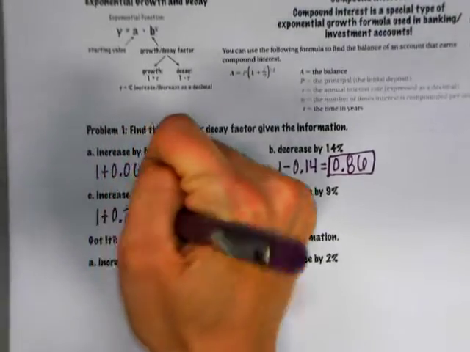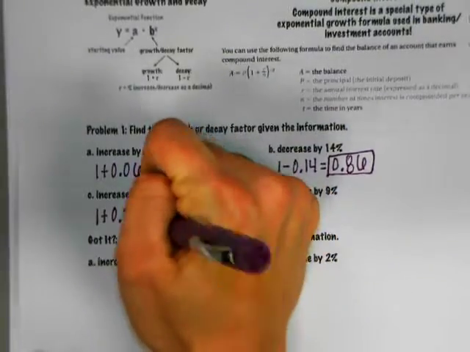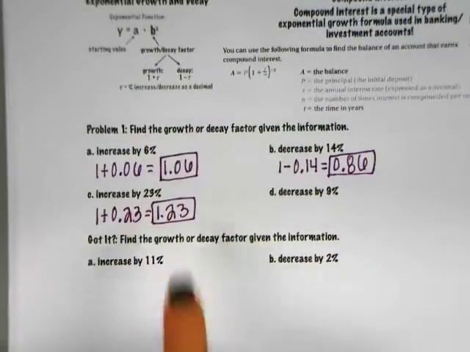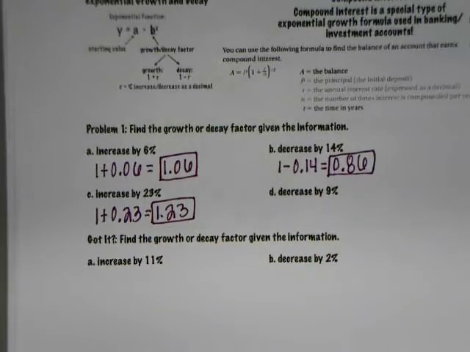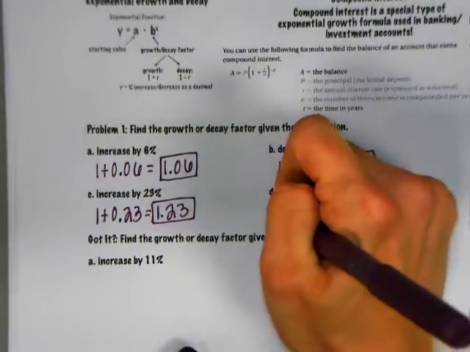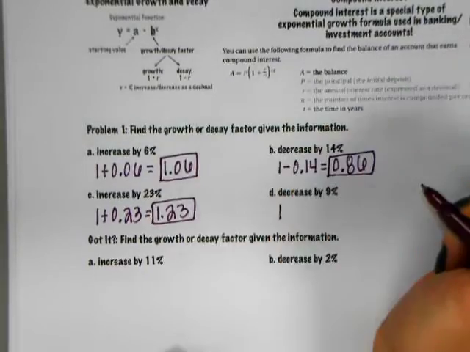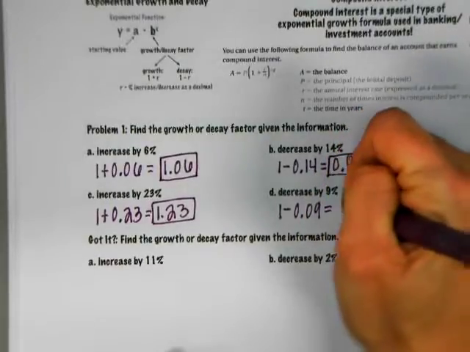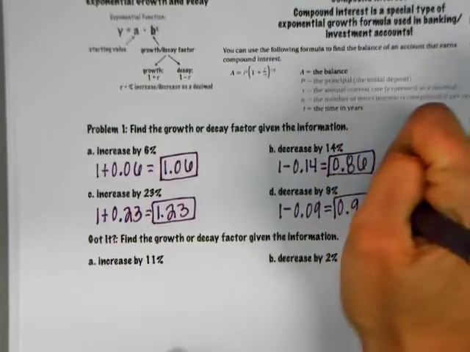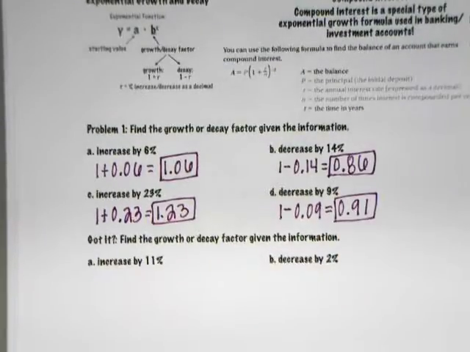So you get 1.23. So as you can see, all the growth ones are going to be bigger than 1. All the decay ones are going to be less than 1. Okay? And then for the last one, what would I get? So 1 minus 0.09. So you get 0.9. And then you guys do the last two.